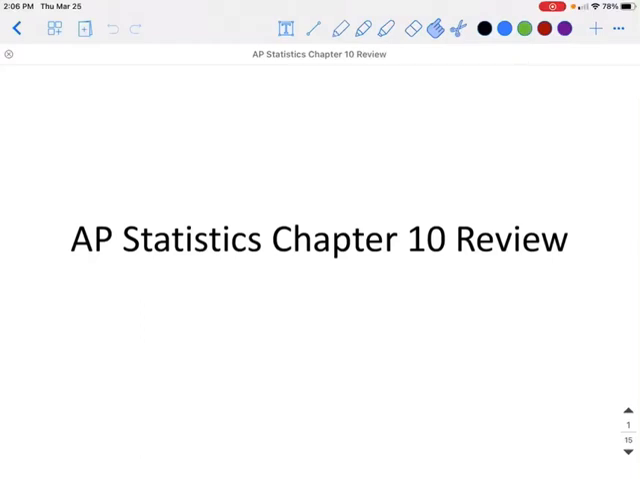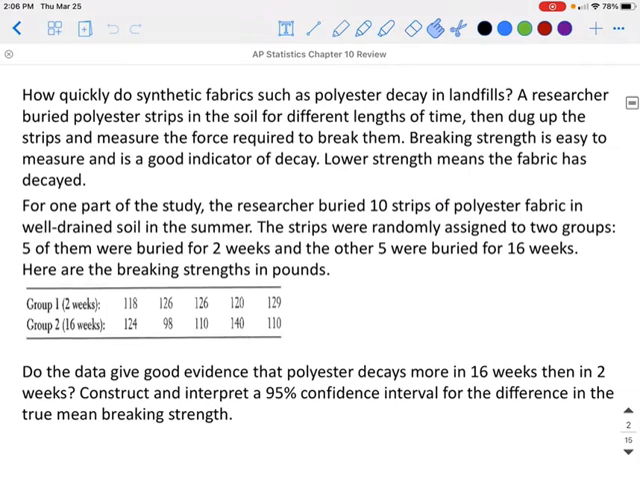This is the AP Statistics Chapter 10 review. How quickly do synthetic fabrics such as polyester decay in landfills?